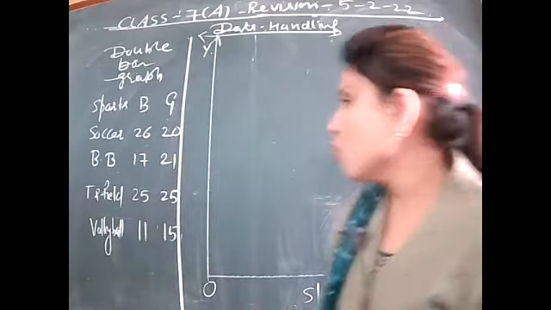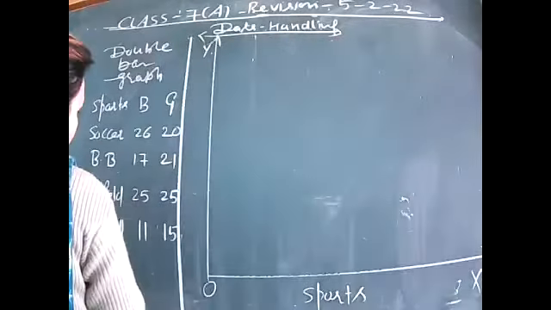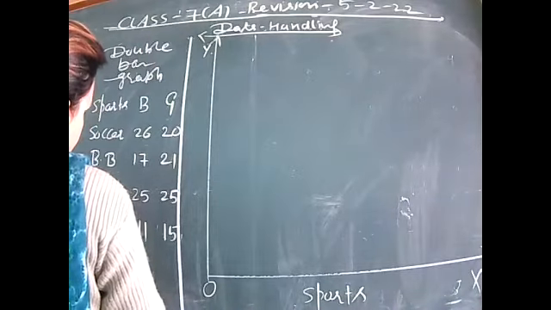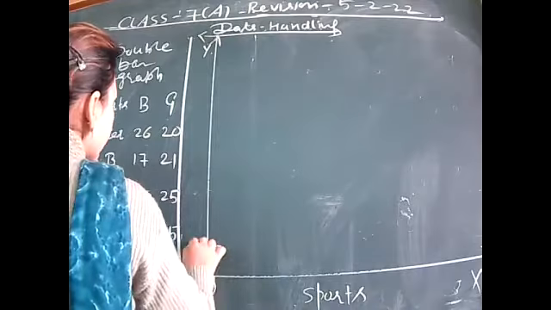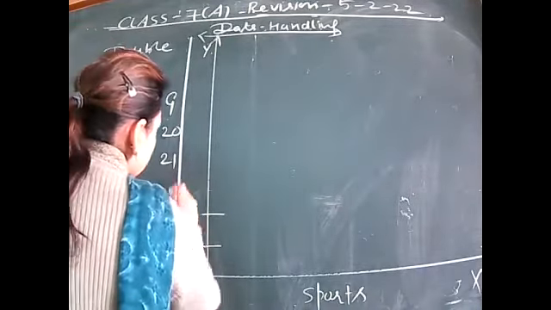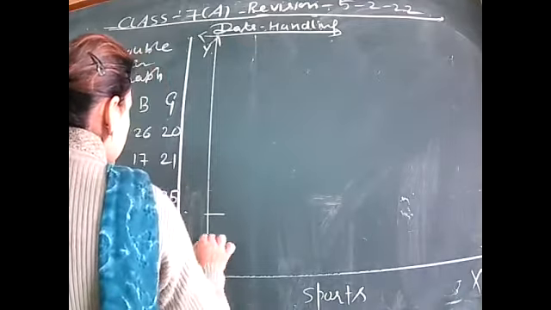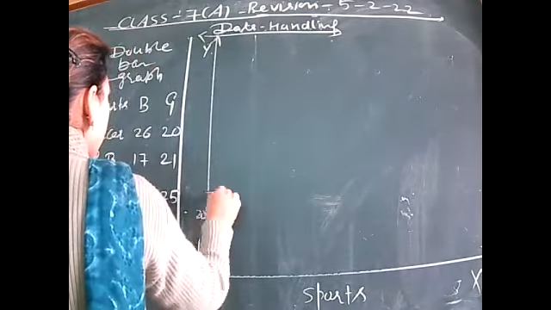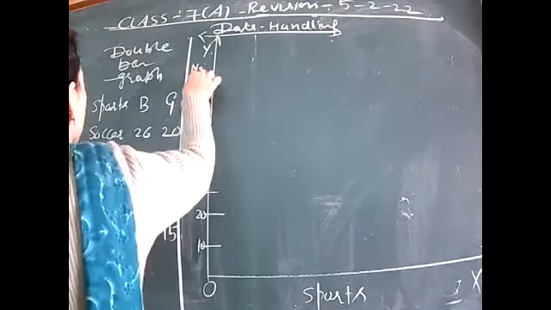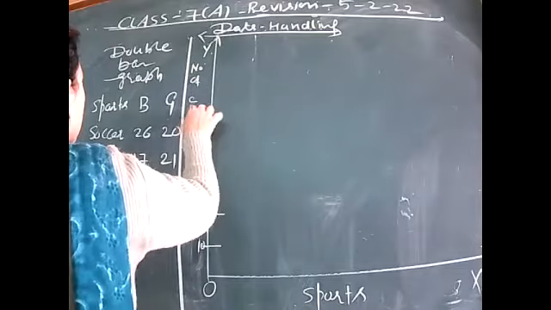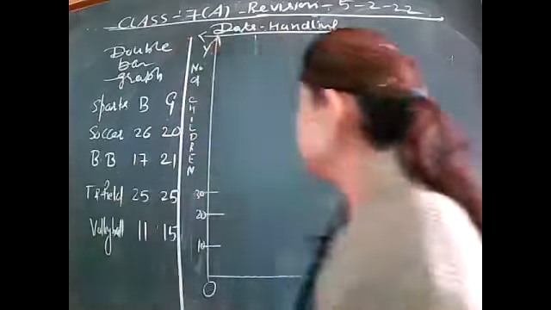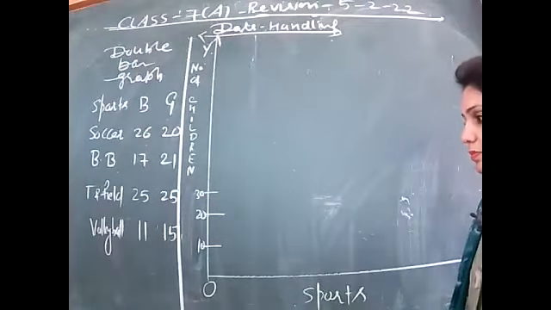So values are very small. So we can take the distance of 10 units. 10, 20, 30, and here make the heading number of children. Double bar graph is to be made.